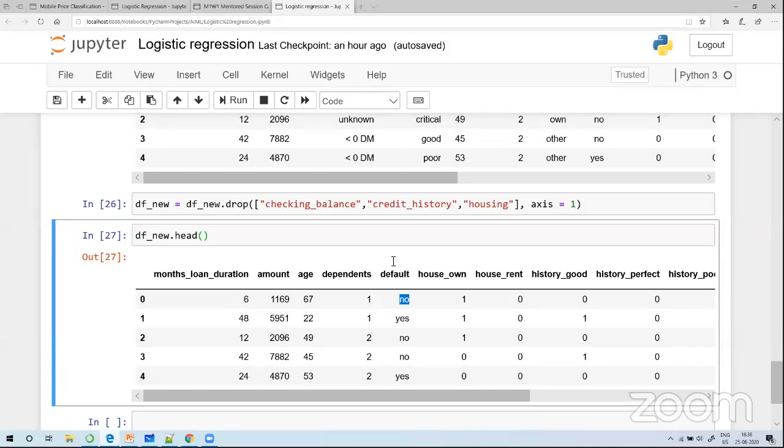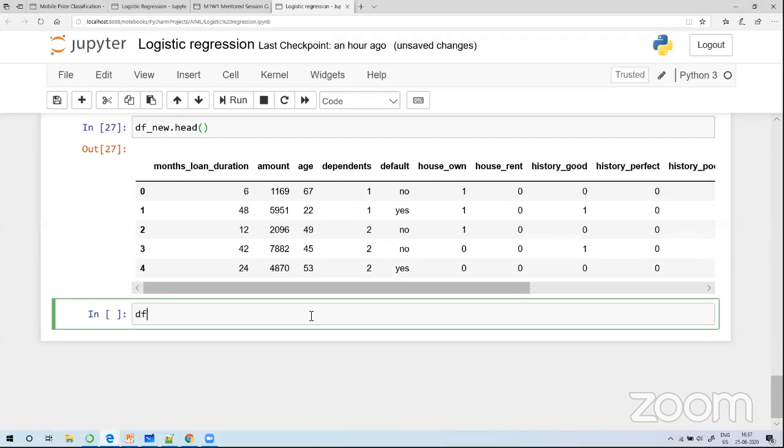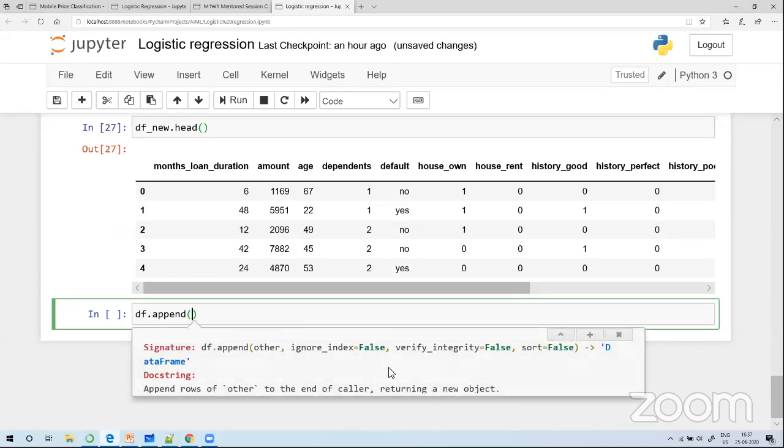Append is generally a method which is applicable on a list, but a pandas data frame doesn't have a method called append. So if you see append, it is typically to append rows. It might have columns also, I don't know. Ignore index. It's generally for appending the rows, not for columns. Okay, and that's the reason I'm using concat.